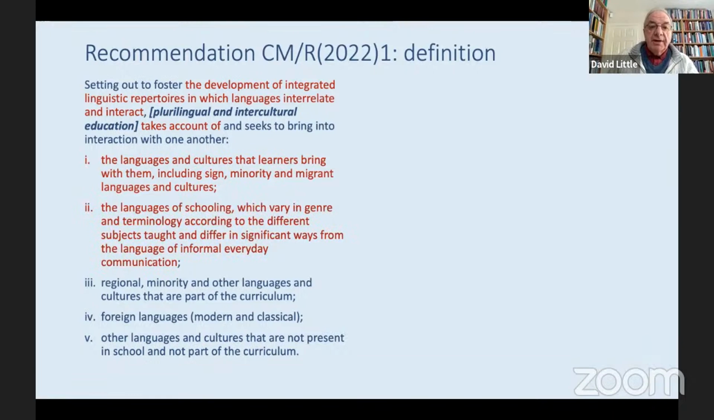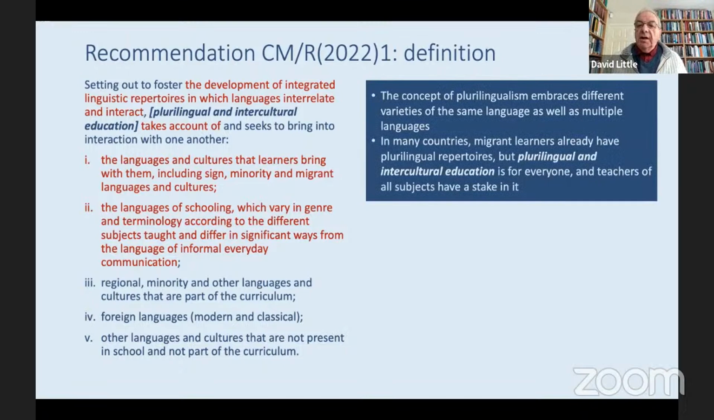Plurilingual and intercultural education takes account of the languages of schooling, which vary in genre and terminology according to the different subjects taught, and differ in significant ways from the language of informal, everyday communication. The concept of plurilingualism embraces different varieties of the same language, as well as multiple languages. Now, in many countries, migrant learners already have plurilingual repertoires, but plurilingual and intercultural education is for everyone, and teachers of all subjects have a stake in it.